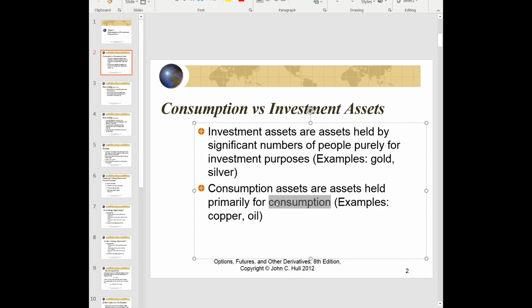We use the word consumption here in that sense as well. Whereas gold and silver, even though there are some applications of gold in microcomputers and things like that, most of the value of gold comes from people speculating. So it's basically just an investment asset. People pay a value for gold which is not related to the value that it has for production. It's a speculative value. So we have to keep in mind this distinction, because as we'll see, the pricing of futures on these underlying assets will be different.